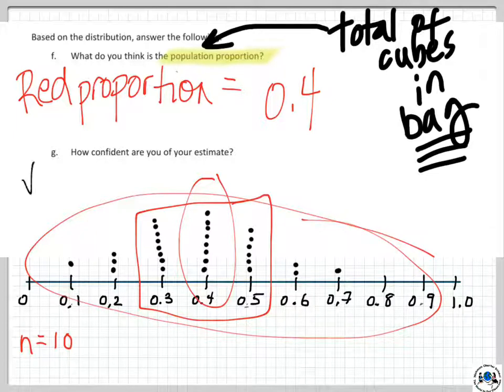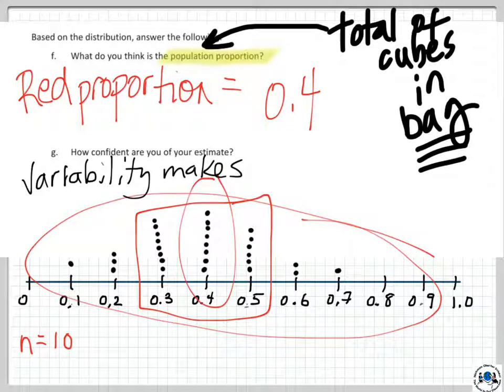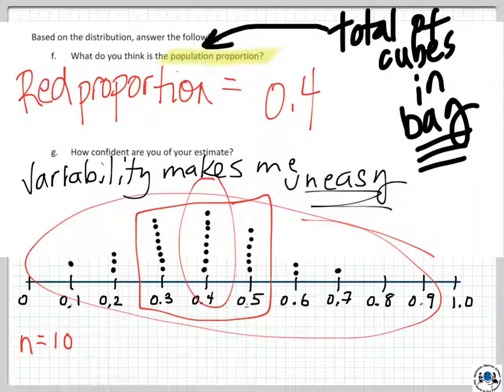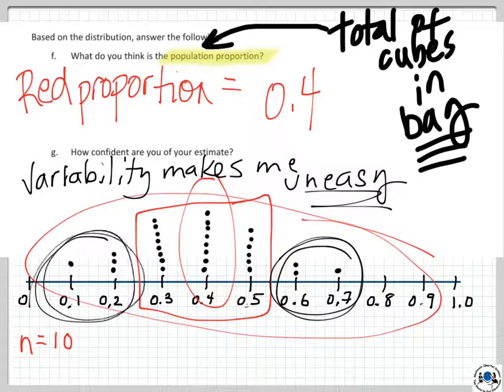So this variability makes me uneasy, let's say. All right, I have this here, all that, and I have this here. Okay, and again, those are just for 7 out of 30, but still it exists. So the variability makes me uneasy.